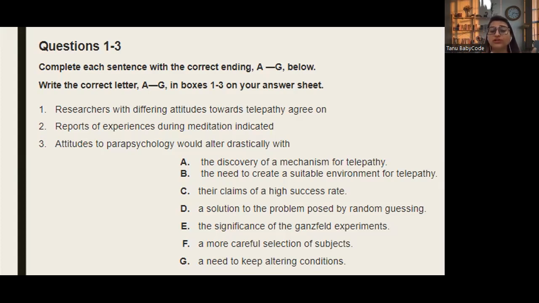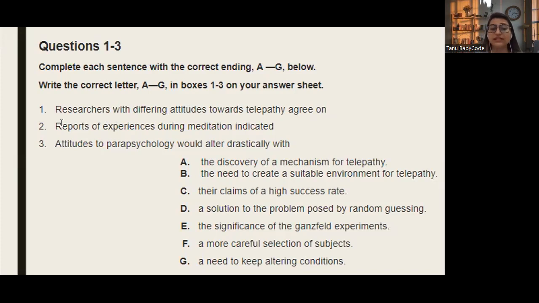So what you will do is, you will read questions 1 to 3 first. Then you will have a look at the possible endings A to G, and then you will scan your paragraph with the highlighted keywords. Question number 1 says researchers with differing attitudes towards telepathy agree on. So they agreed on what? Right.